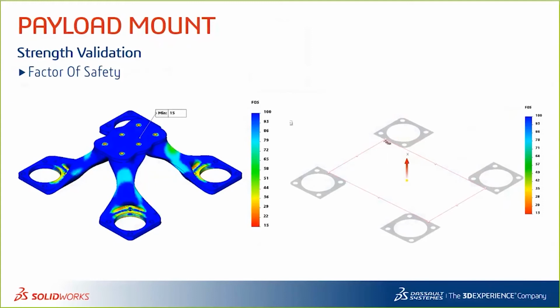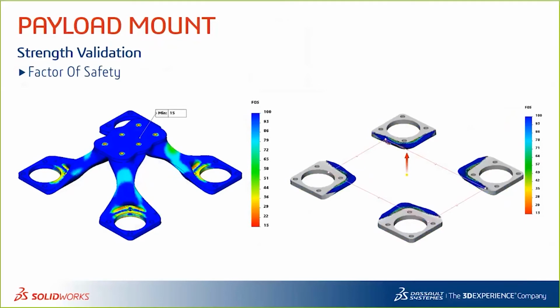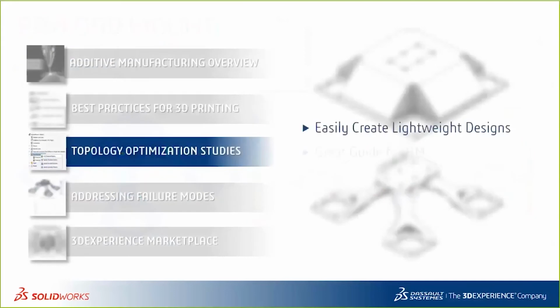So here you can see that our factor of safety went from 36 down to 15. While there was a significant drop, we're still in a very healthy margin for a factor of safety. So to summarize what we've just seen, topology optimization is a great way to create lightweight designs, and it's a great guide for additive manufacturing components.